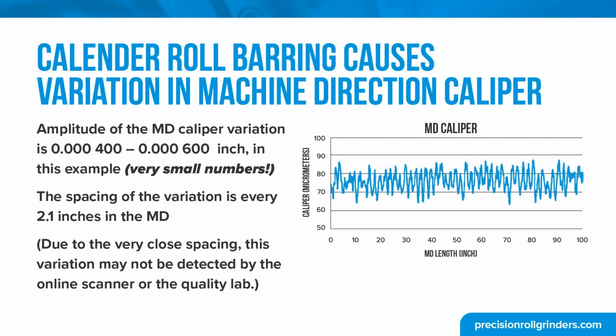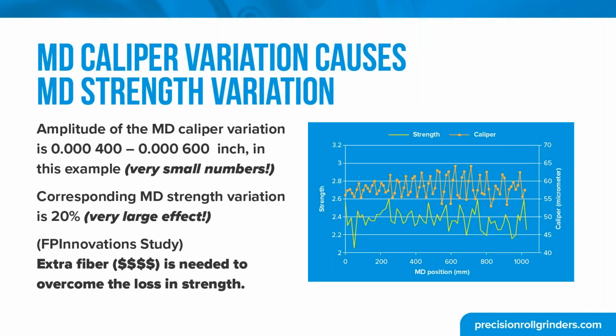Normally the online scanner and the quality lab don't measure the caliper that closely unless they make a special effort to do so. So it's possible to have this MD caliper variation and not be aware of it with your normal measurements. The barring causes MD caliper variation. MD caliper variation in turn causes MD strength variation.